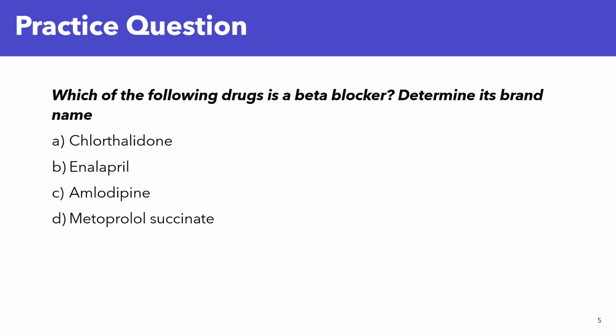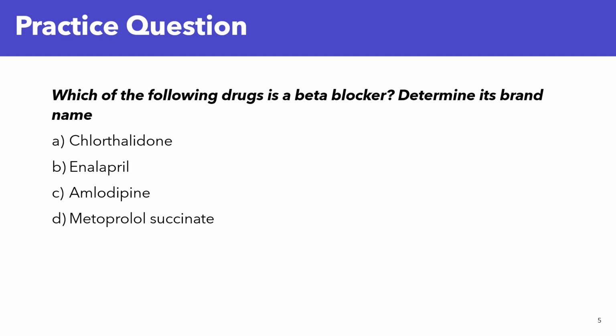Let's try this practice question together. Which of the following drugs is a beta blocker? Determine its brand name. A. Chlorthalidone, B. Enalapril, C. Amlodipine, D. Metoprolol succinate. And the answer is D. Metoprolol succinate. So metoprolol succinate is a beta blocker.